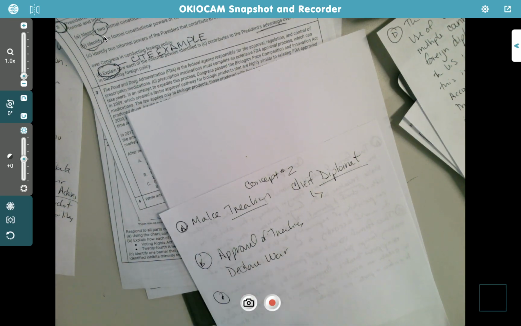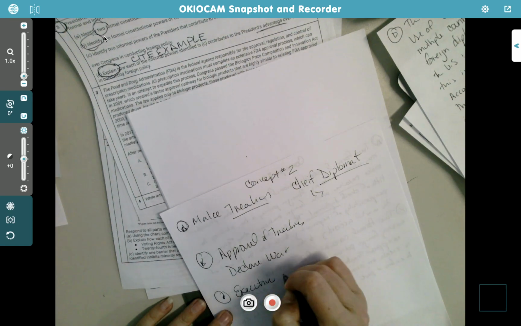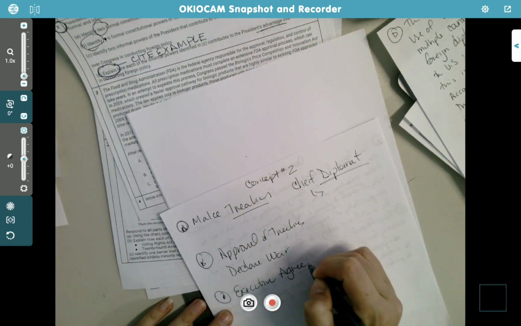C. All right, identify two informal powers of the president that contribute to the president's advantage over Congress in conducting foreign policy. I already talked to Colin. What does that have to do with over Congress and foreign policy? That's a weird one you're going to have to argue. You mean like agreements? Executive agreements is a bomb answer.